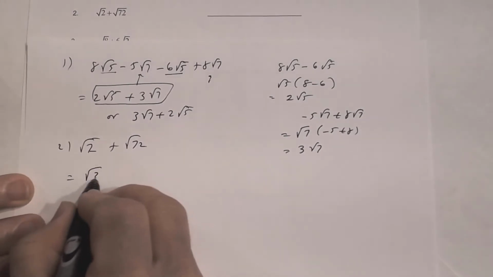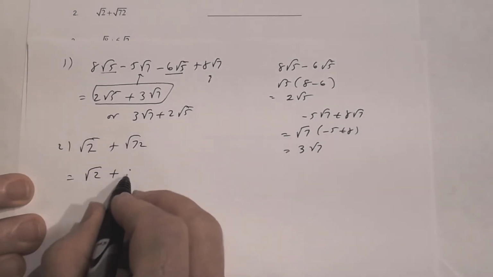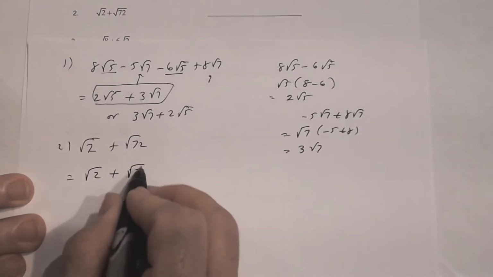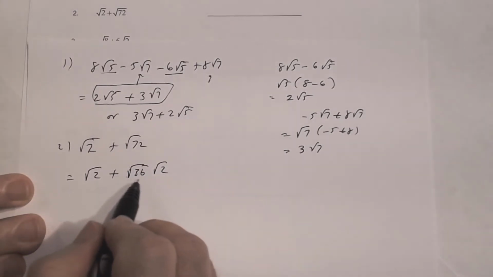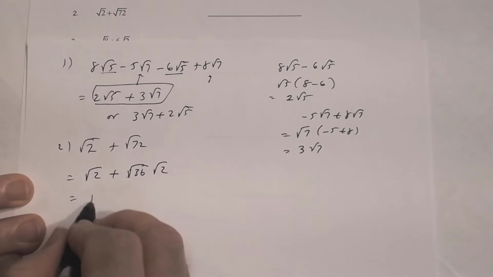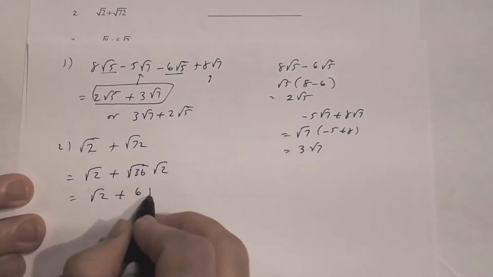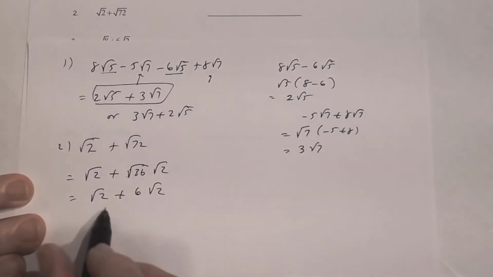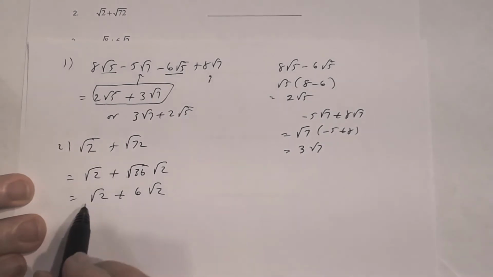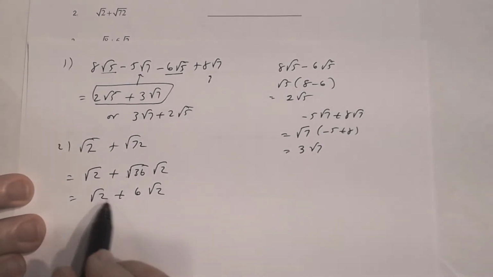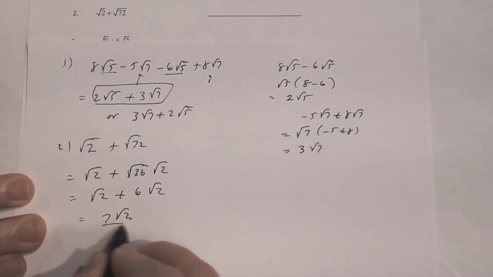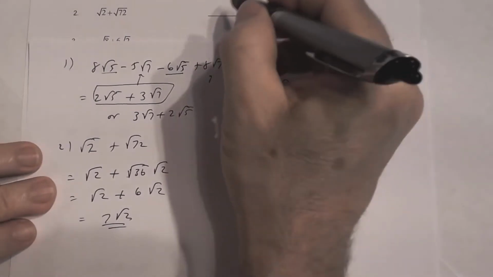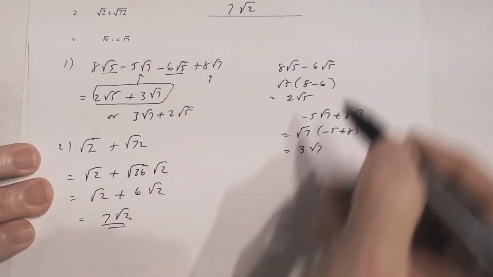So I have the square root of 2 plus, I'm using the product rule here, the square root of 36 times the square root of 2. And then 36 is a perfect square, so this becomes square root of 2 plus 6 square root of 2. And now notice that these are like terms. This coefficient right here is understood to be a 1, so 1 square root of 2 plus another 6 of them gives me 7 square root of 2. So that's answer number 2, 7 square root of 2.